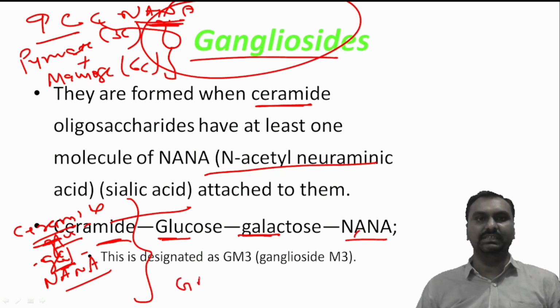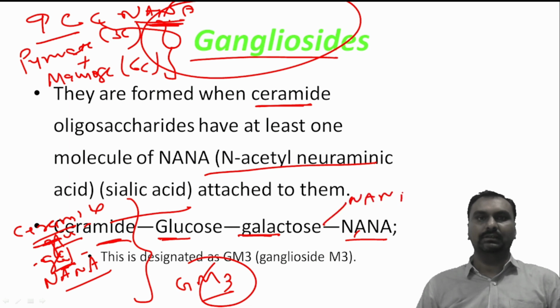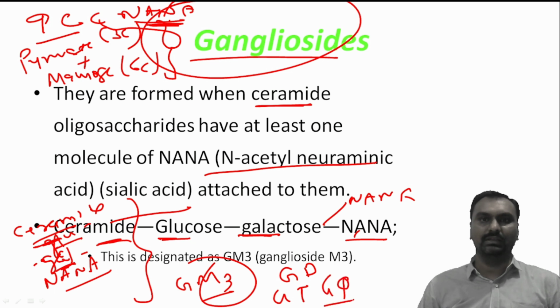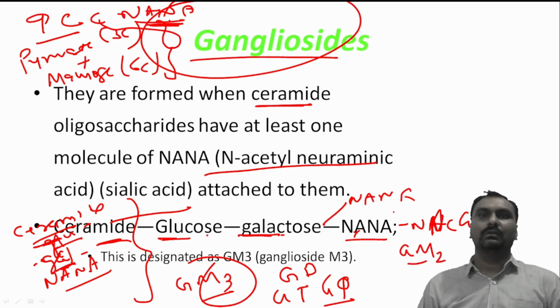So this structure is called GM3. Now, if 2 NANA molecules are attached, it is called GD. If 3 molecules are attached, it is called GT. If 4 molecules are attached, it is called GQ. And to this glucose, galactose, NANA, if one more N-acetyl galactosamine is attached, it is called GM2. And if additional galactose is attached, it is called GM1.